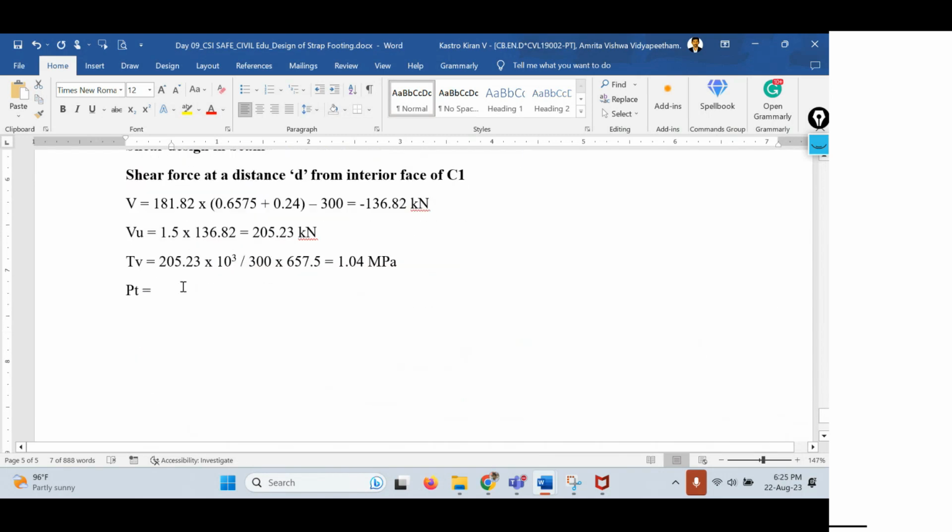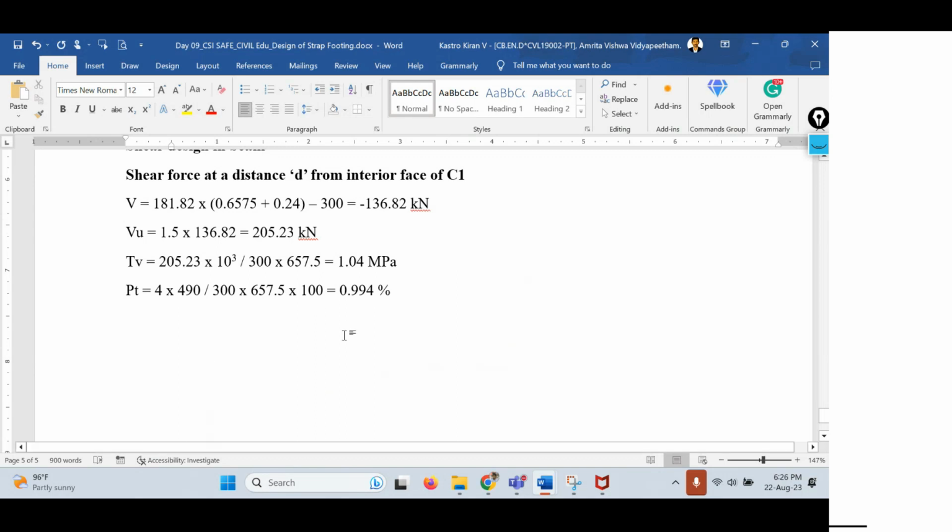So let me write that. PT equals area of one bar, that is 490 mm square. We are providing 4 bars. So 4 times 490, that is Ast, divided by B into D, that is 300 into D, the effective depth of the section, 657.5 mm, into 100. That equals 0.994, that is the percentage of reinforcement.